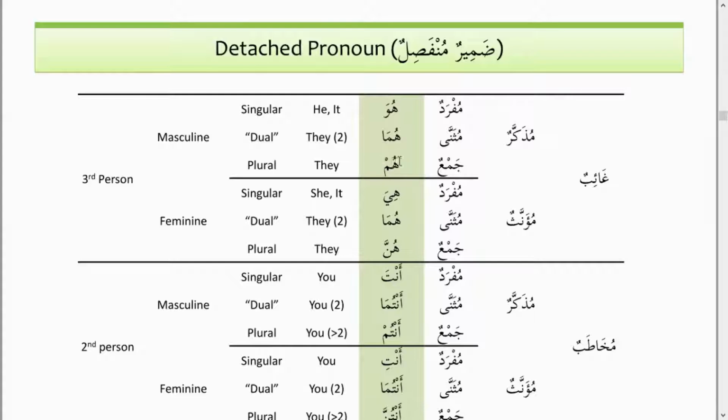But hum is generally for all males, and hunna is for females. If there's a mixed gathering, then it depends. Some people say we have to say hum because there's one male. Some people say we have to look at the majority, and they give the dalil that Allah subhanahu wa ta'ala gave the order to the angels to prostrate.